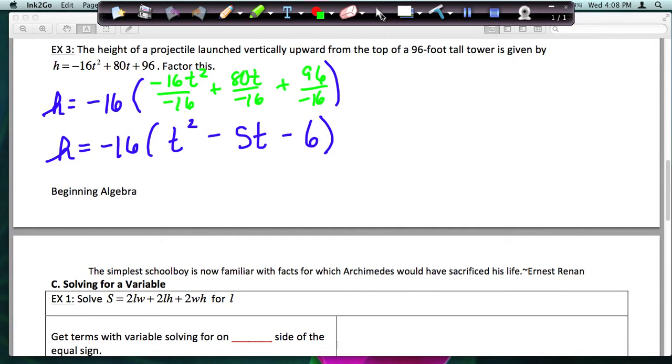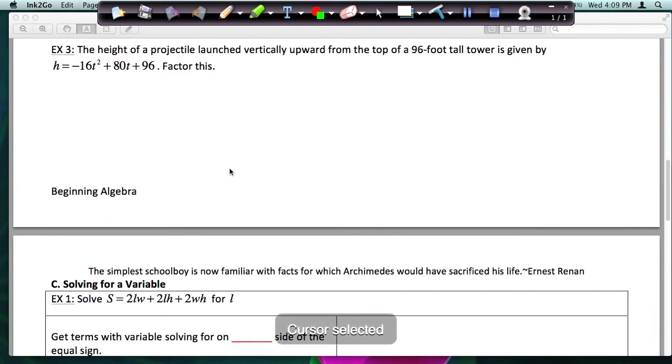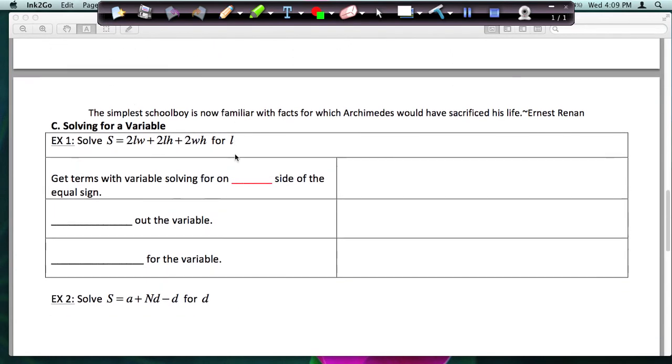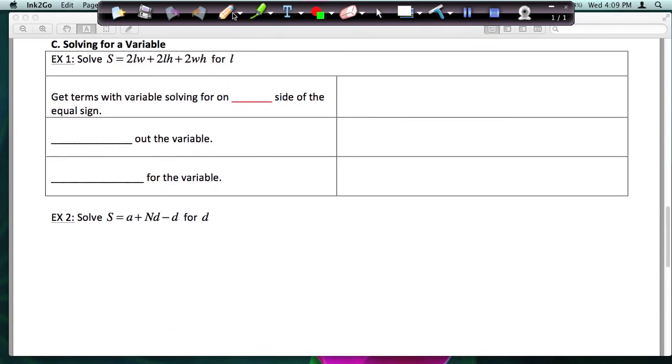Okay, now I'm going to show you how to solve for a variable. A lot of times when we have an equation, we actually want a specific variable that we want to solve for because we have all the other information and it'd be easier to have our equation solved that way. So we're going to write down the steps and practice solving. We're going to solve the surface area formula for L. And so what you want to do, step 1, is to get terms with the variable solving for on one side of the equal sign. So you want those terms on one side and all the other terms on the other side.